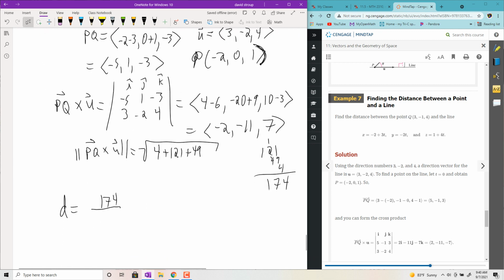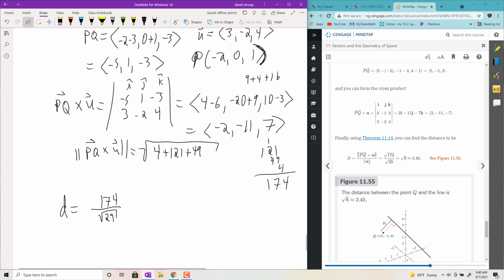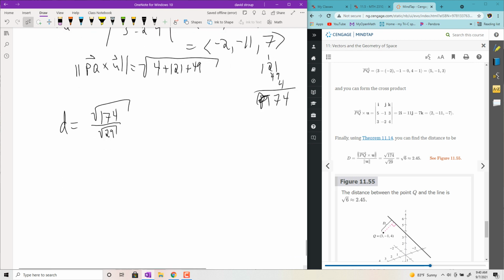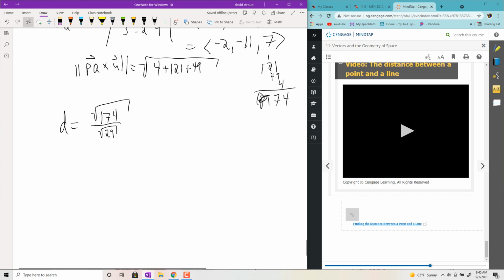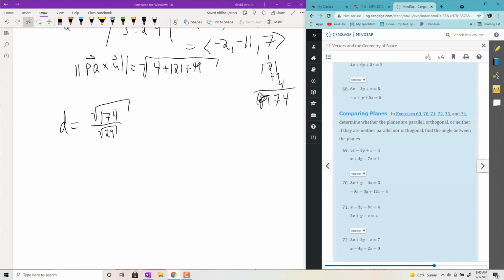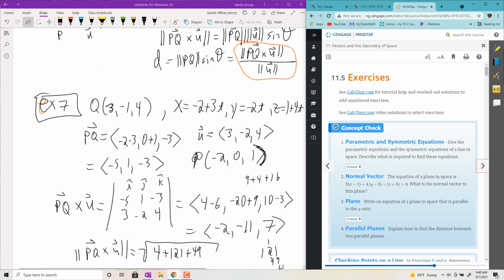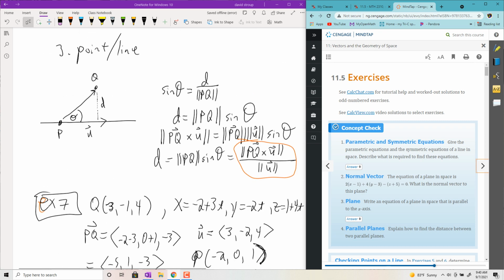So that'd be 9 plus 4 plus 16, so that'd be 29. So 29 should be our final answer. We get a square root in there, I forgot. Yeah, so square root 174 over square root 29. I think that's really it for that.